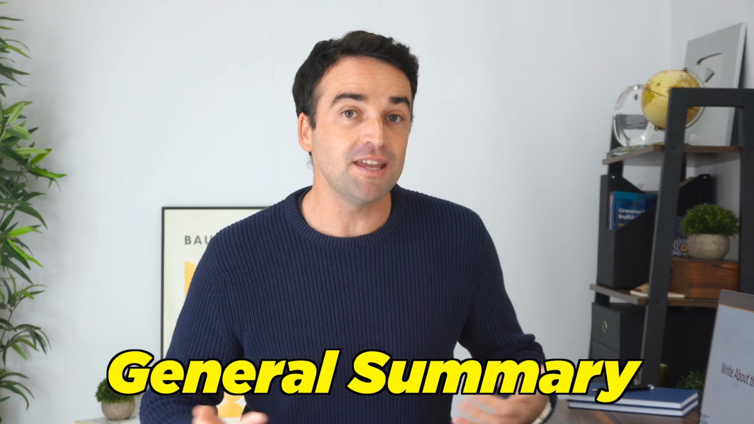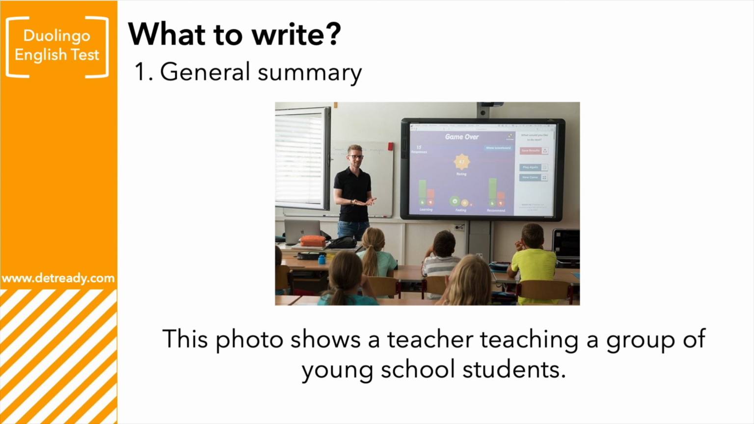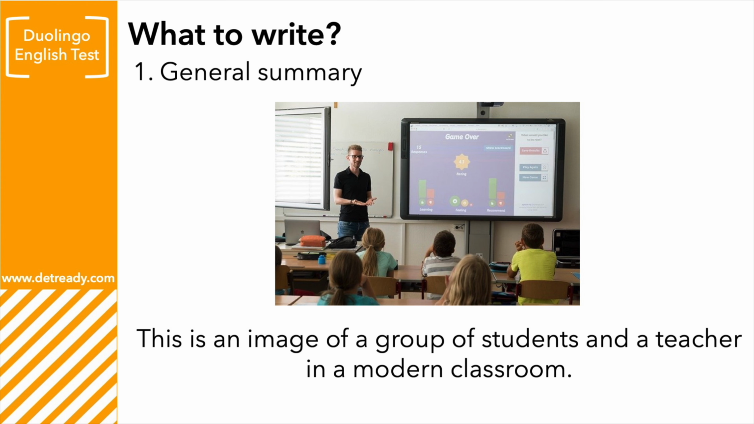And I recommend you start by using a general summary where you write 1 sentence describing the photo in general. This is quite simple and a good way to start your answer. Let me show you an example of what I mean. So we'll use this photo and a general summary looks something like this. This photo shows a teacher teaching a group of young school students. Another example. This is an image of a group of students and a teacher in a modern classroom.